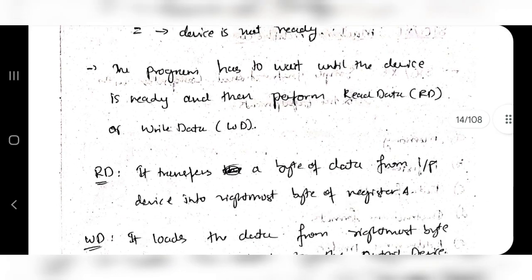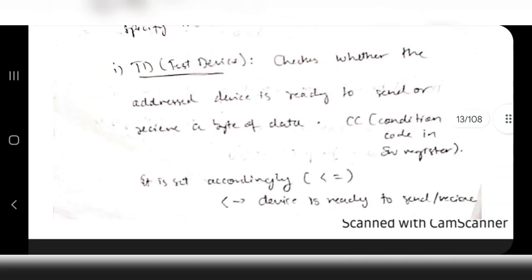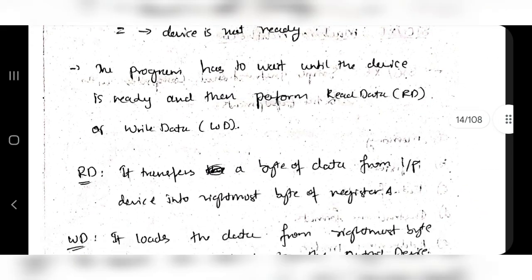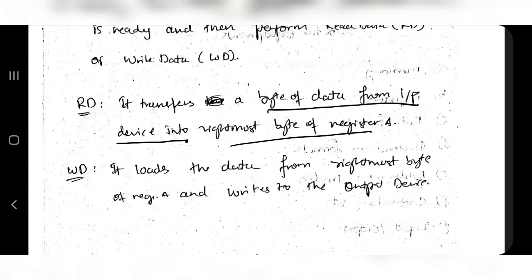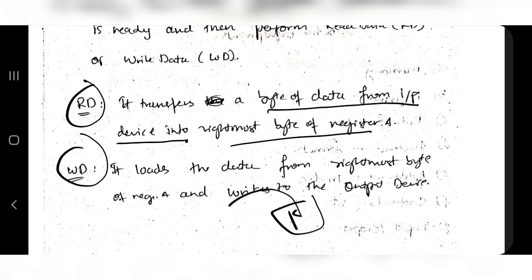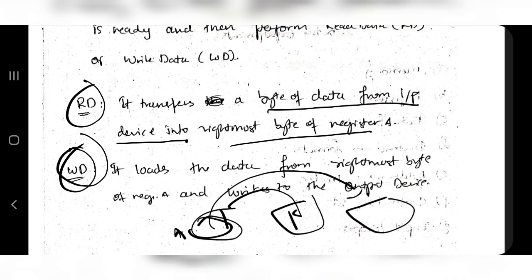Okay, so that was about the TD, and there are two more things like RD. It transfers the byte of data from the input device to the rightmost bit of the register A. RD means read the data, WD means write the data. So when you call RD, at that time whatever keyboard input you give will be stored in the register A, and when you do WD, whatever is in the register A will be displayed on the monitor, which is the output device. So yeah, that's all about the SIC main things.